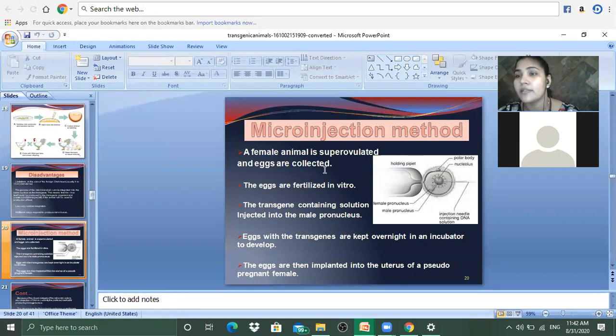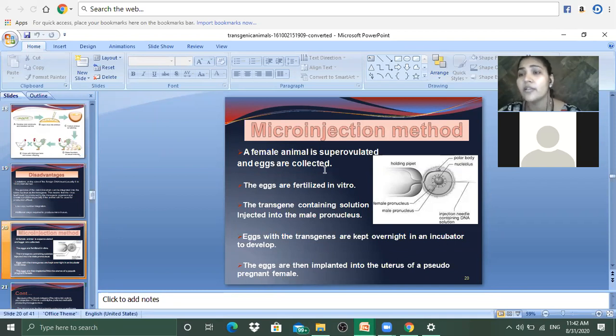Okay, and then the fertilization of the egg will be happening, in the sense that the male and female nucleus will be combining with each other, and we have a fertilized egg, and then that fertilized egg will be implanted again into the pseudo-pregnant female.